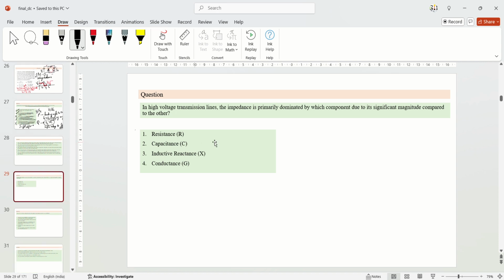This question is related to the high voltage transmission lines. You have to tell me which impedance component is primarily dominant, having significant magnitude compared to the other. Just let me know which statement is true.